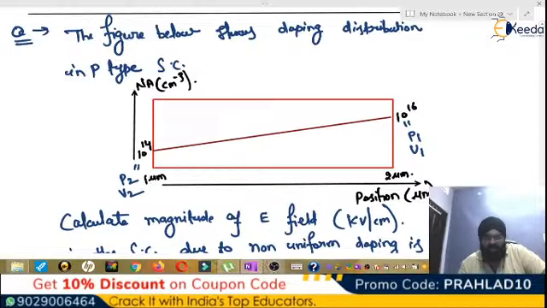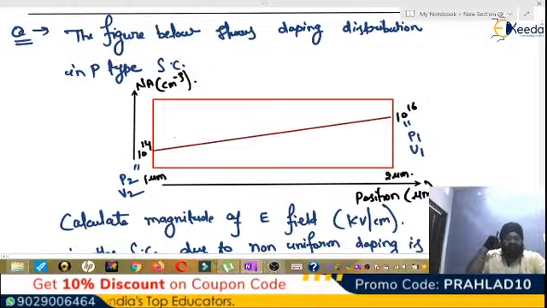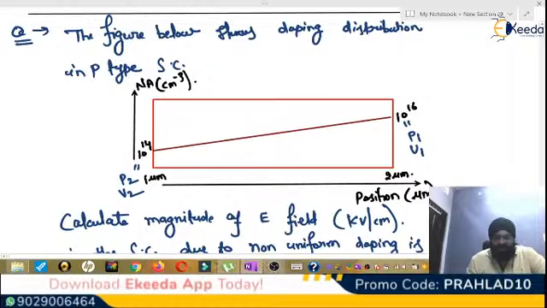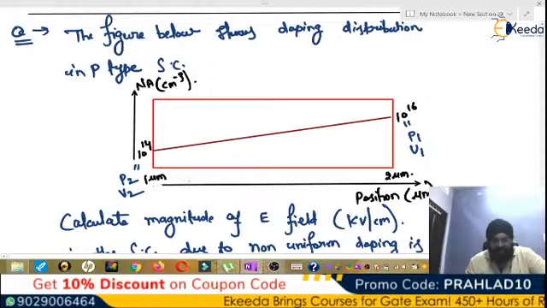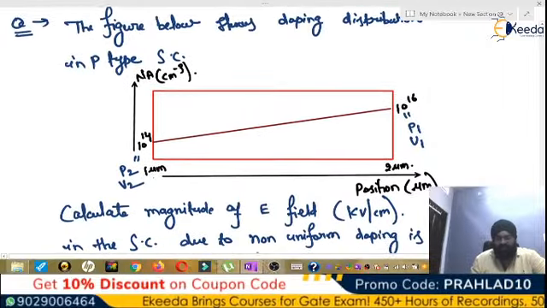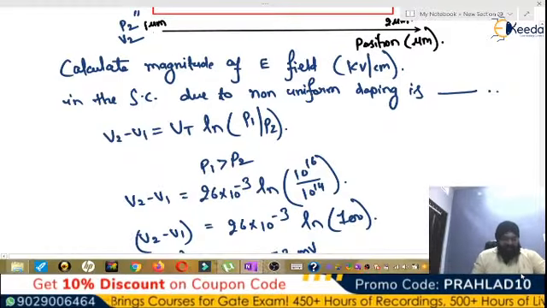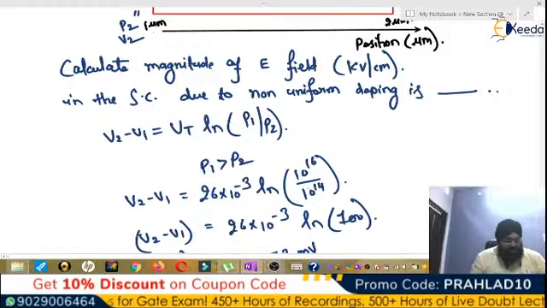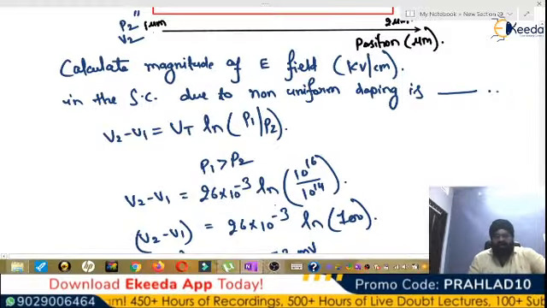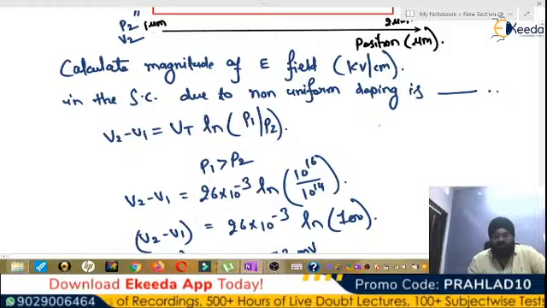The figure below shows the doping distribution in the p-type semiconductor. So here it is 10^14 per centimeter cube, it is a concentration of holes, and here it is 10^16 per centimeter cube, it is a concentration of holes on this side, right? And this is a distance, and here it is given 1 micrometer, and here it is given 2 micrometer. So calculate the magnitude of electric field in the semiconductor due to non-uniform doping.